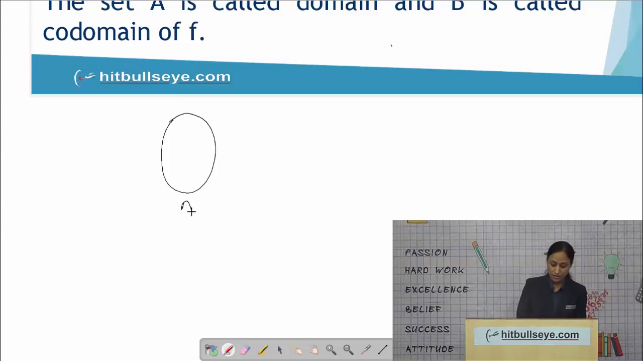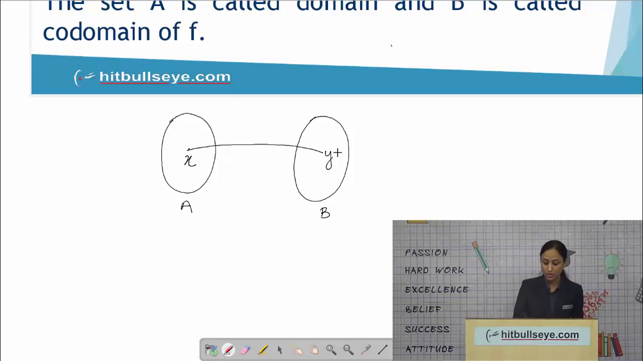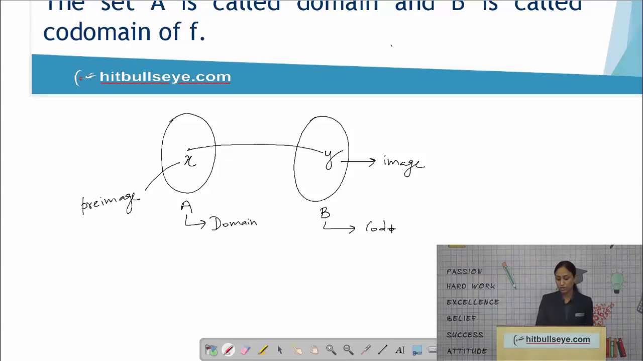Let us take this set A and a set B. Then every element belonging to A must be related to one and only one element y belonging to B. Then this y is called the image of x and x is called the pre-image of y. The set A is called the domain of the function and the set B is called the codomain of the function.